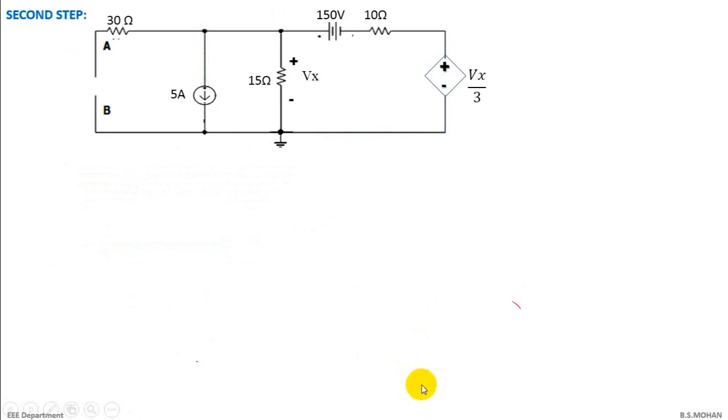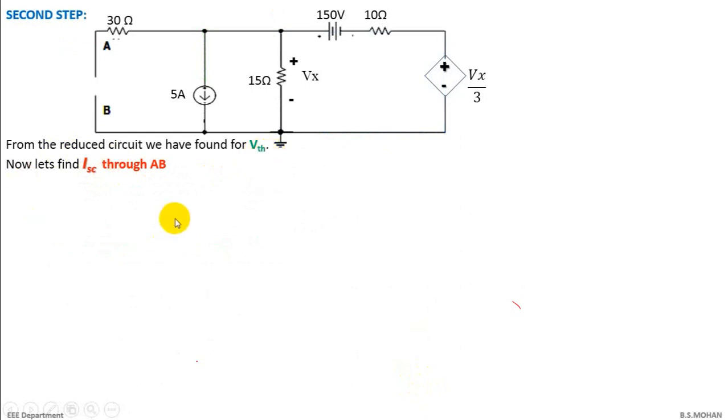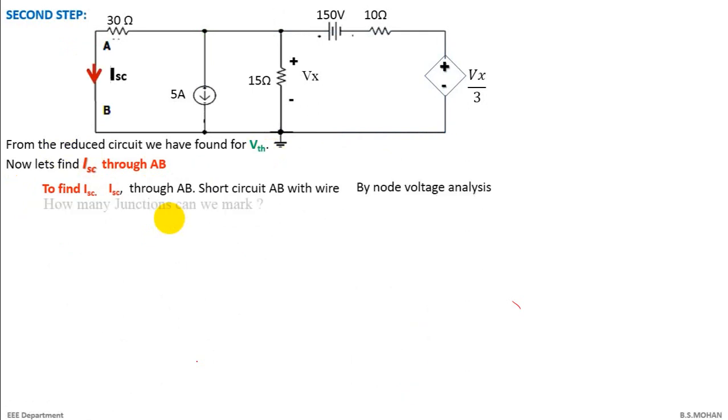Right, now the second step. Since from the reduced circuit we've already found what VTH or Vx or VAB is, now let us find what ISC is. Why are we finding ISC? We'll see that later. As I told you, this is a type 2 problem. Now to find ISC, you have to short circuit AB with a wire. Right, so let us short circuit AB with a wire.